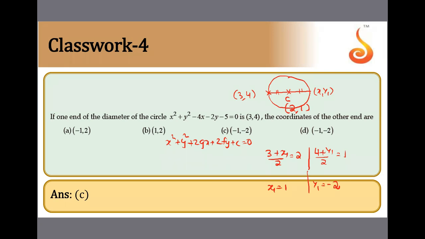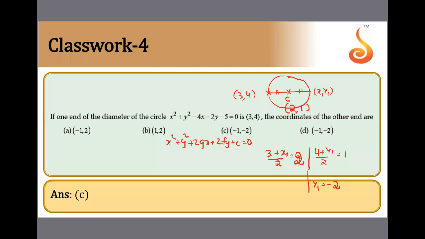No option matches. Let me check. I made a small error, let me check. Center coordinate is (2, 1). That is perfectly correct. (3 plus x1) by 2 is equal to 2, so x1 is equal to 1. This is (3, 4), correct. No option is correct, so I have made a mistake somewhere.